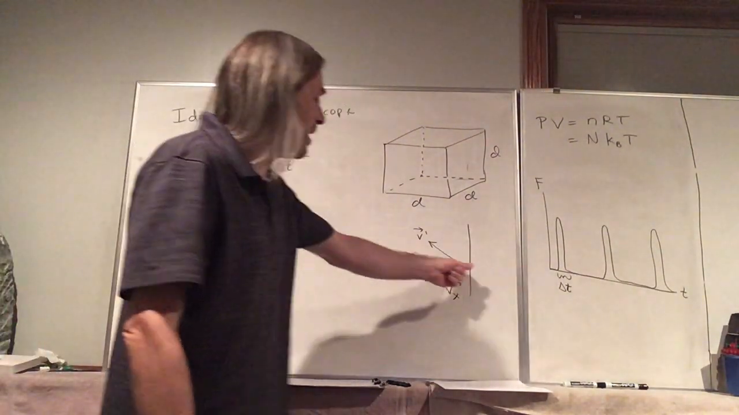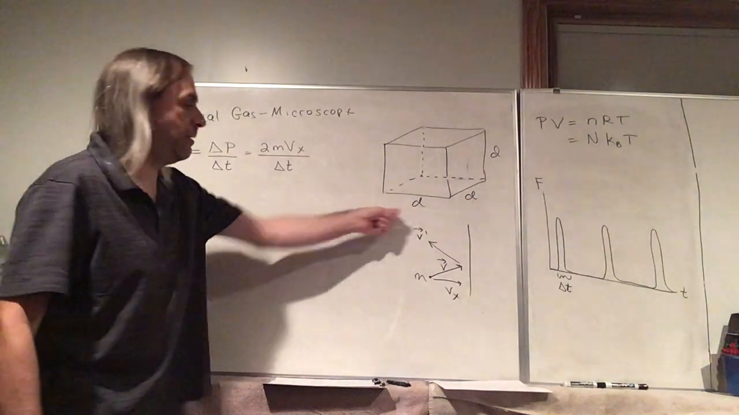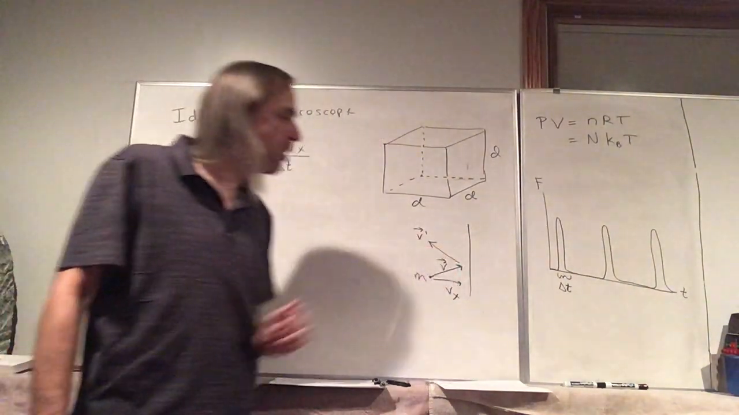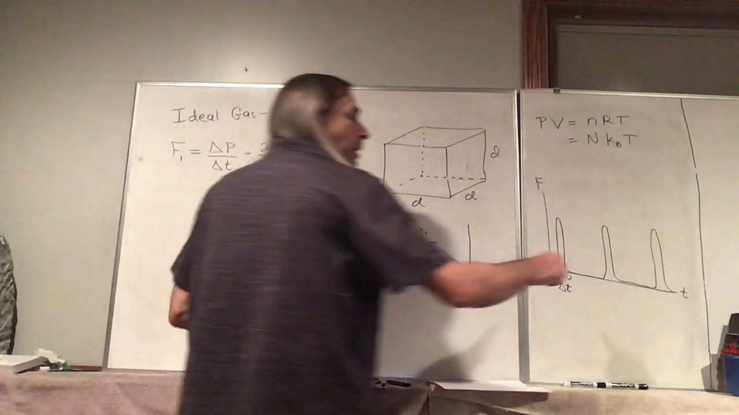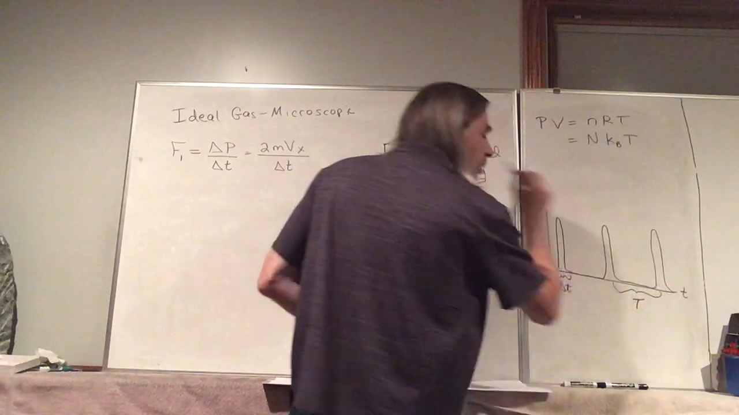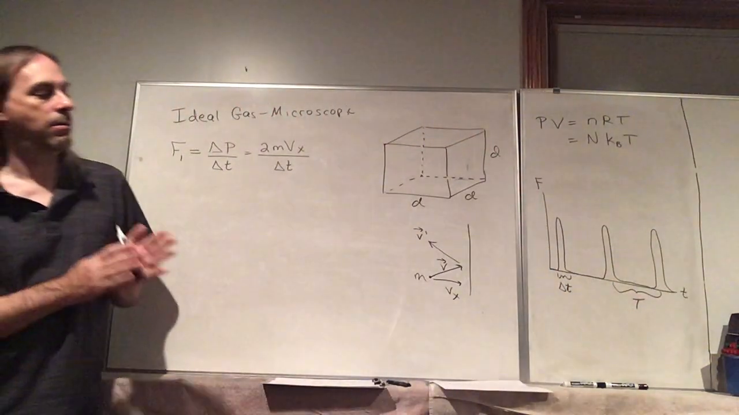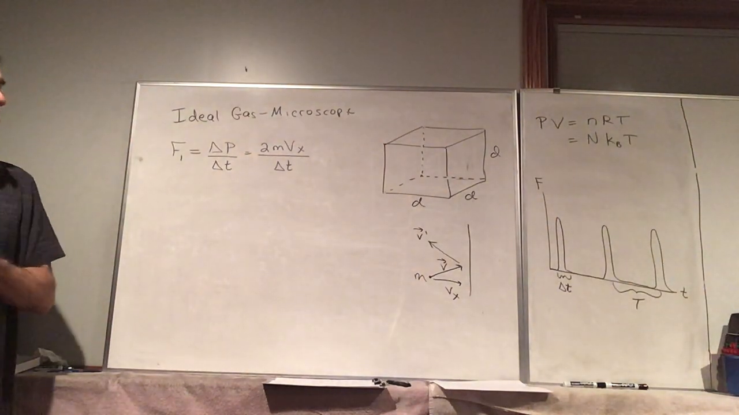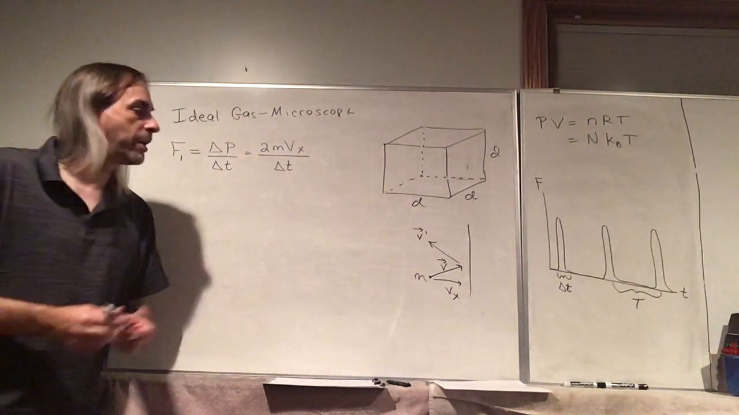And then it's going to bounce back, and maybe bounce off a few more walls in the process, but then it's going to hit the wall again at some later time. And let's define capital T to be the average time between collisions. So basically, let's look at a special case.